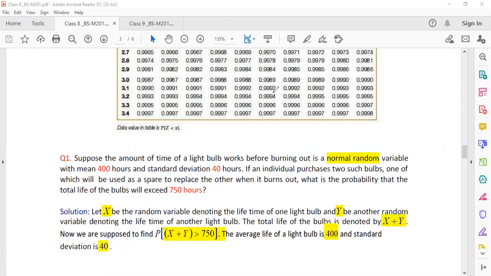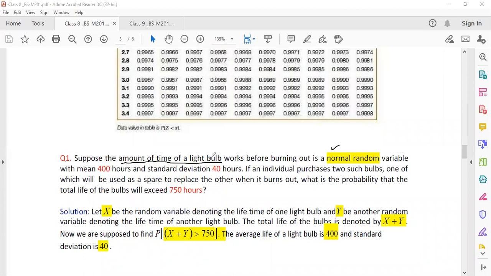But what I need to discuss here is this line, which is written over here: suppose the amount of time a light bulb works before burning out is a normal random variable. Now, in this question, they are saying that this amount of time a light bulb works before burning out is a normal variable. How do they know this? They know it from their practical experience. They have studied the market. They have gone through several bulbs manufactured by different factories. They have gone through several tests on the manufactured bulbs.